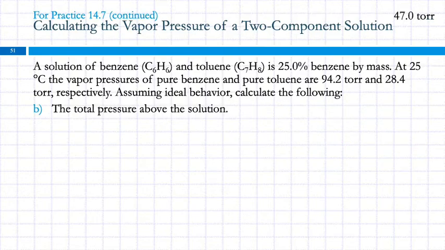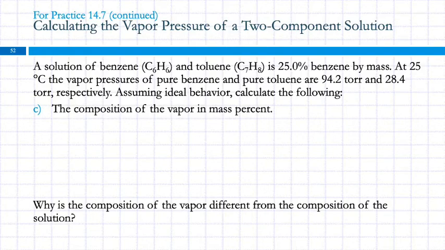So 47 torr, and then part C, what's the composition of the vapor in mass percent? Oh, this is where I would want to go home and make pie. We can do this. Okay, so we're going to have to think about this. We have the vapor pressure of benzene was 26.6 torr. The vapor pressure of toluene was 20.4 torr. We calculated that in the first part, part A.